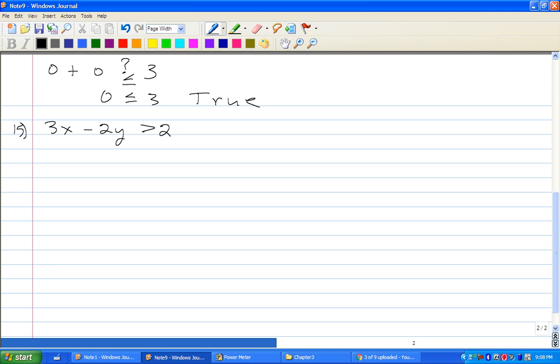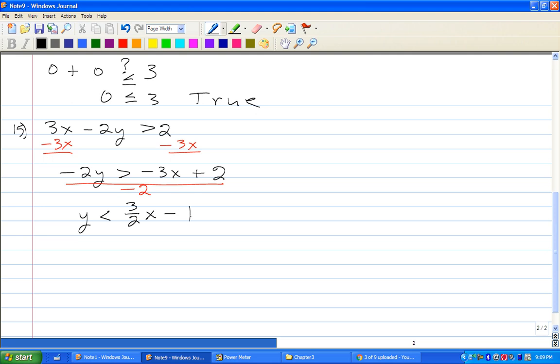So let me first solve my inequality for y. So subtract 3x from both sides of my inequality. So I have a negative 2y greater than negative 3x plus 2. Divide both sides of my inequality by a negative number. The negative 2's cancel, so I get y. Since I'm dividing by a negative, the inequality reverses. Less than. Negative divided by negative is positive. Positive divided by negative is negative.